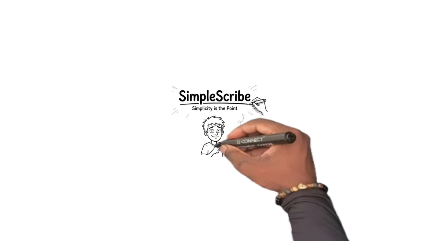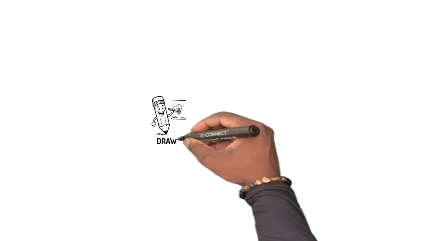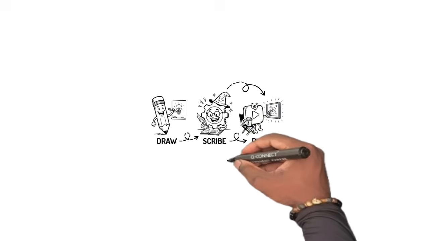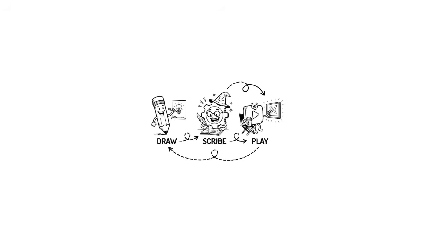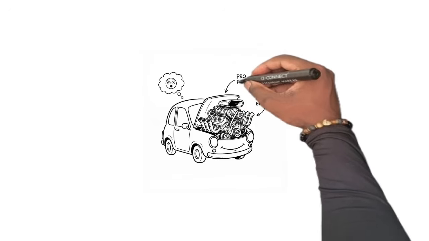I call it SimpleScribe. Why SimpleScribe? Because simplicity is the point. If you can draw on a whiteboard, you can make a whiteboard animation. In fact, it's easier because SimpleScribe organizes everything for you. Draw, scribe, play it back. That's the flow. But don't let the simplicity fool you. Under the hood, it's a seriously powerful engine, packed with the kind of features professionals actually want, wrapped in a workflow that feels natural from the first 5 minutes. Here's what that looks like.